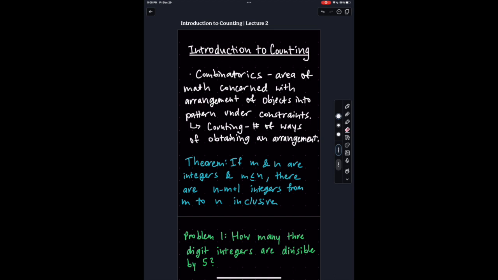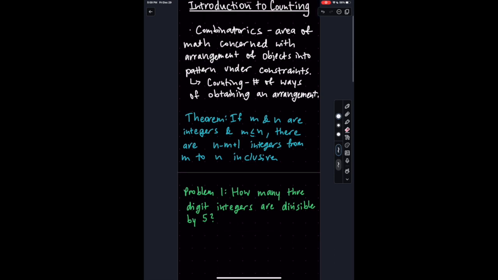What is combinatorics? Combinatorics is an area of math that's concerned with arrangement of objects into patterns under certain constraints. And what we care about today is counting, a sect of combinatorics, which is concerned with the number of ways we can obtain arrangements of distinct objects.